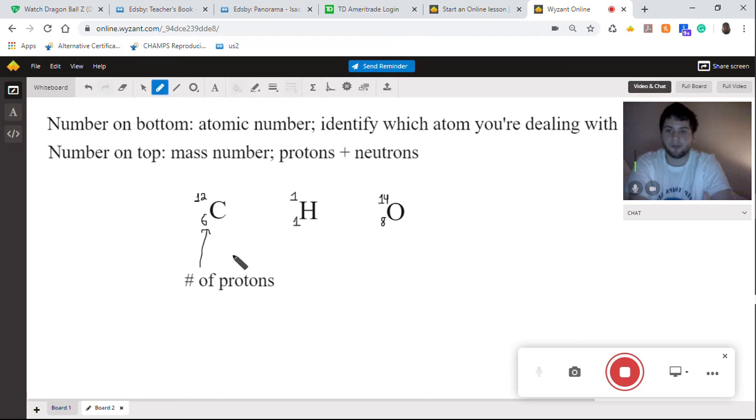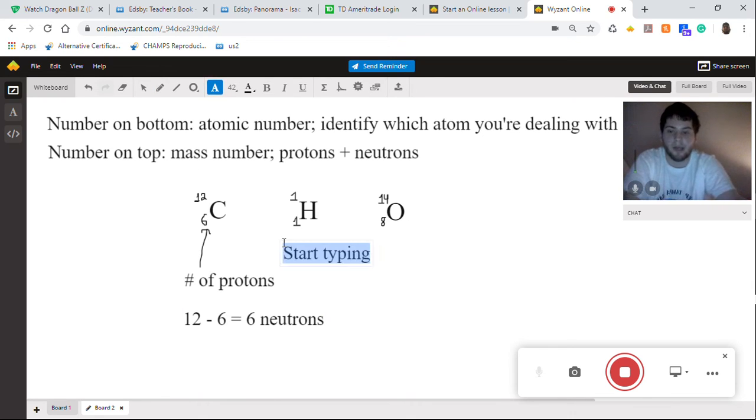So looking at this first example, we have 12 on top and 6 on the bottom. So I know that we have 6 protons. To find the number of neutrons, I do 12 minus 6 equals 6. So I have 6 neutrons on that carbon. For the hydrogen, notice you have 1 on both the bottom and the top. So you do 1 minus 1, you get 0. So that hydrogen is just a proton. It has no neutrons. It just has 1 proton and maybe 1 electron.